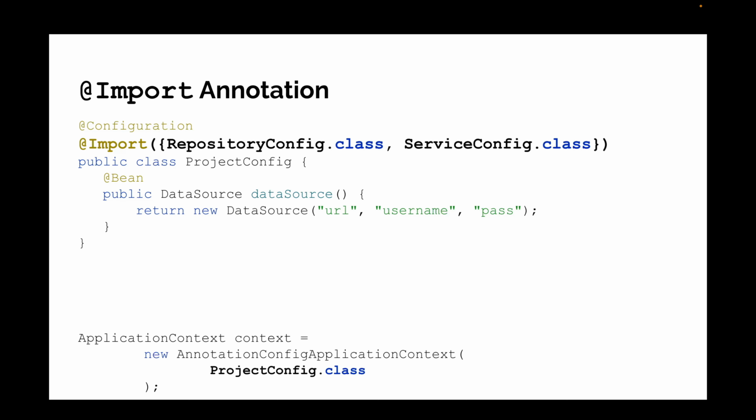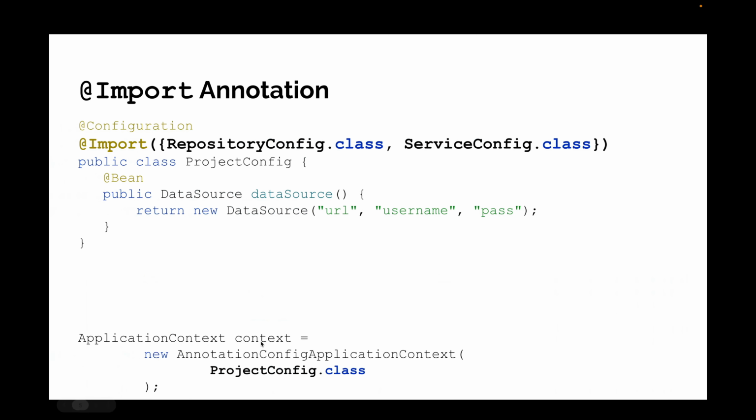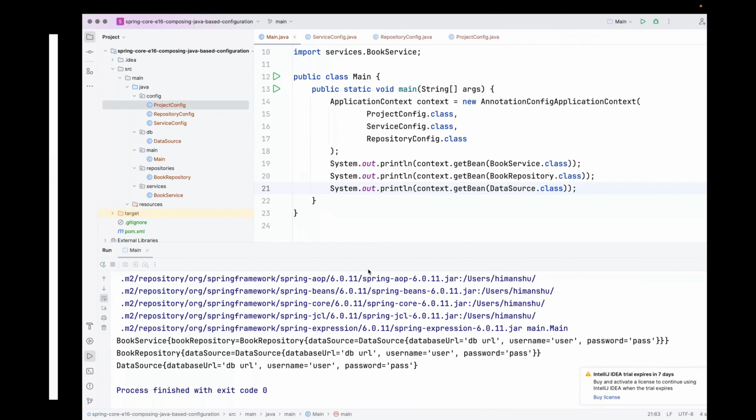So we use the import annotation to import other configurations as well. If you remember, we used the import tag in XML configuration to import the configuration from other XML files. Similarly, we use the import annotation to import the configuration from other configuration files. And then we can just use that one configuration class to create the application context.